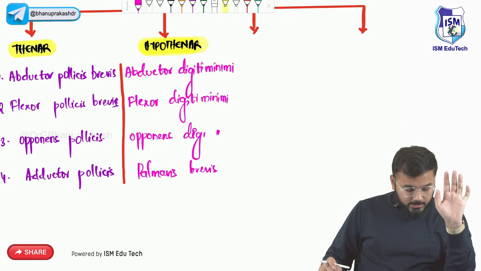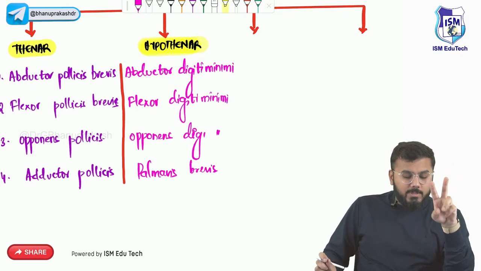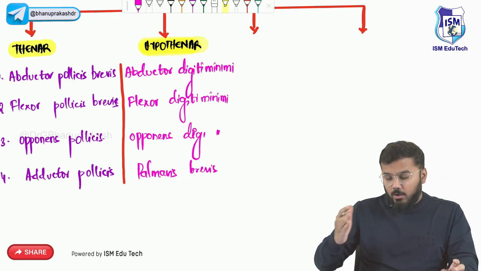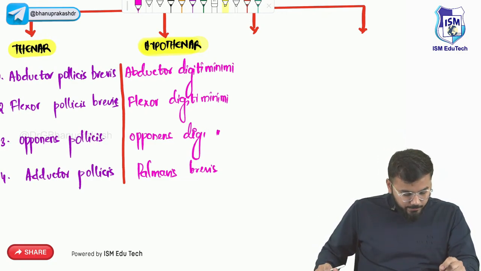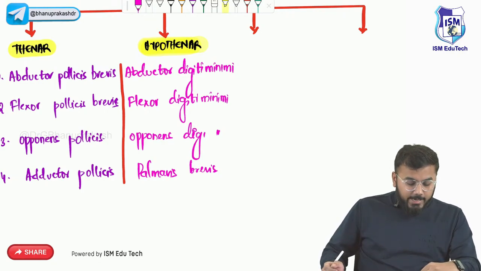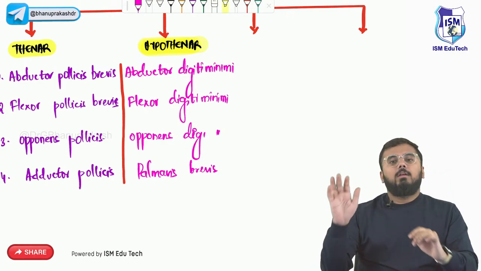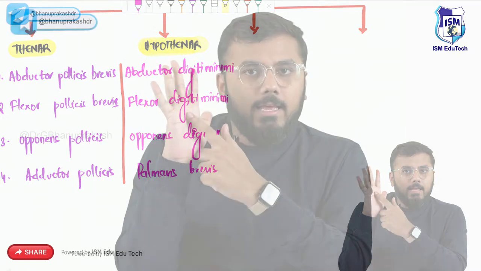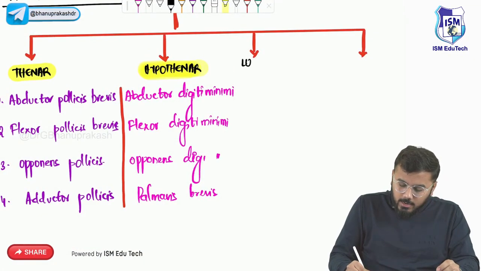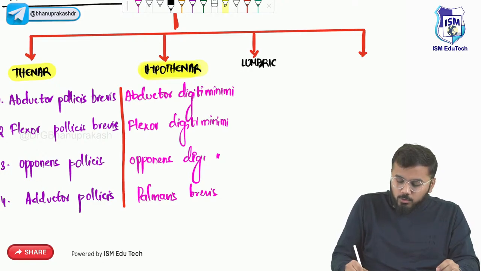You have understood thenar muscles, you have understood hypothenar muscles. So these two muscles are only a little bit difficult, but all the remaining muscles are easy. Right. Next group of muscles: we have got some muscles in the center here. These muscles are attached to tendons, right? These muscles are called lumbrical muscles. I will also teach you the origin and insertion. Don't worry about that.